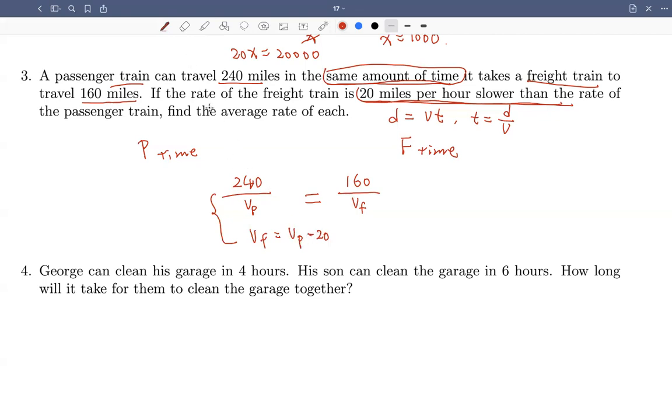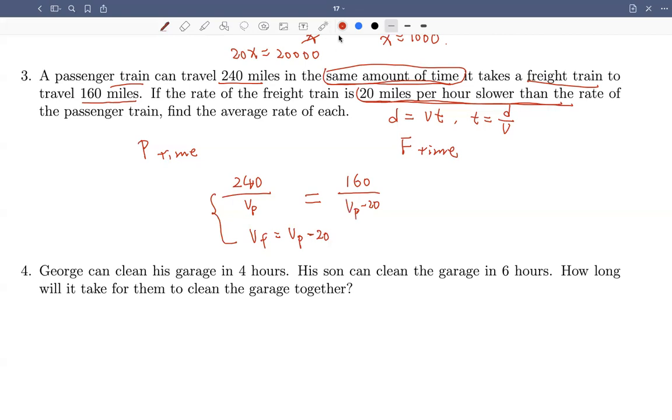So let's do that. Let's erase this VF, and we want to write VP minus 20. Now we just solve this equation. Let me change to blue color. Oops, I cannot change the color.